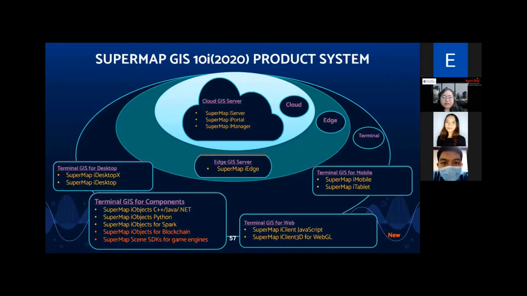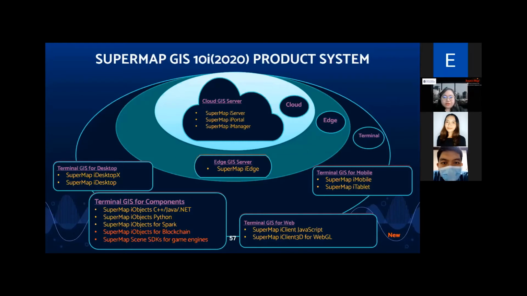On the cloud side, we have the iServer as the server application to publish our spatial data and GIS capability. The iPortal helps us to easily create our GIS portal. iManager is for operation and maintenance. On the edge side, we have the iEdge, which can help us enhance performance when the network is not good.